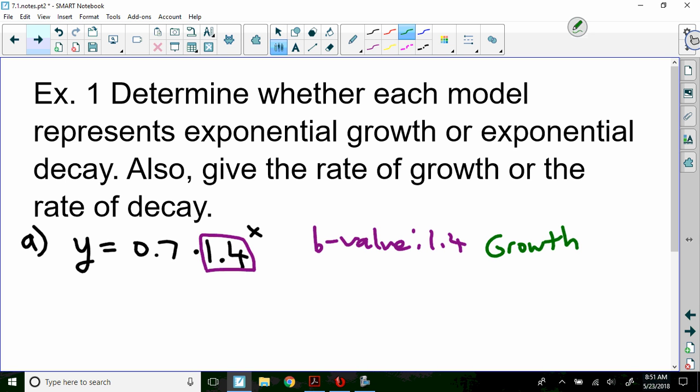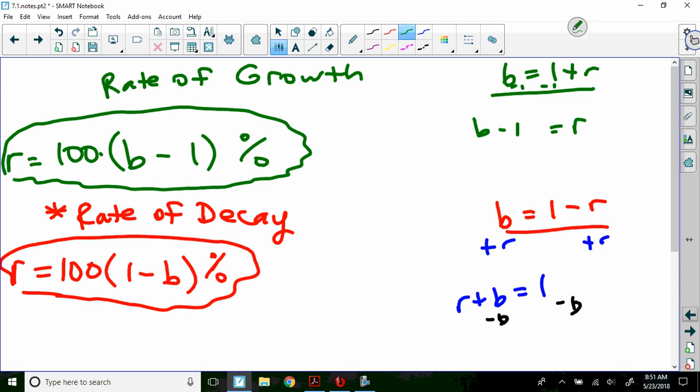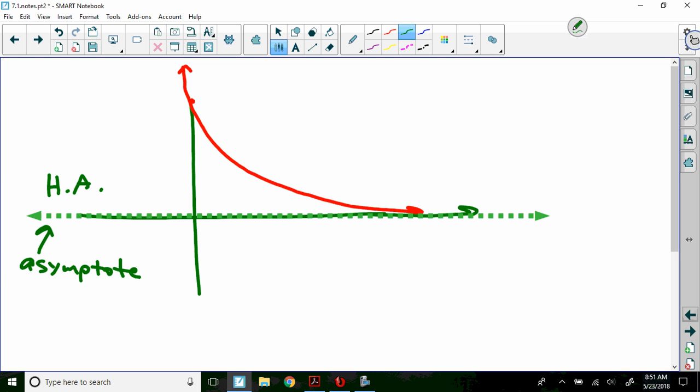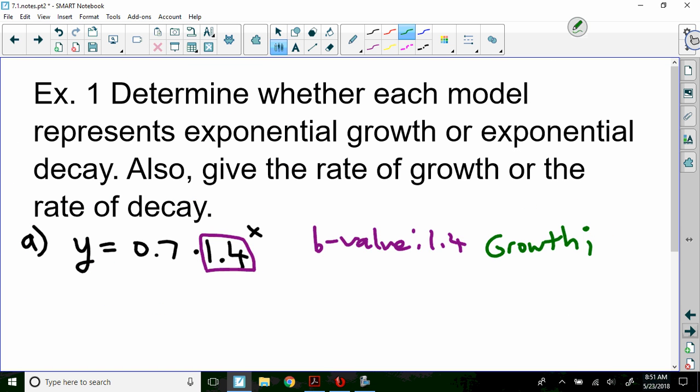The other part of this, the "and then" part, is what is the rate of growth? To find the rate of growth, I strongly urge you to use this formula: 100 times (b minus 1)%. 100 times (b minus 1)%. So let's try that. That's 100 times (1.4 minus 1)%. Anybody able to do that math and see what we get for our growth rate then?